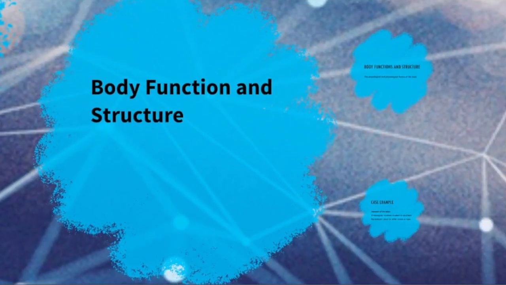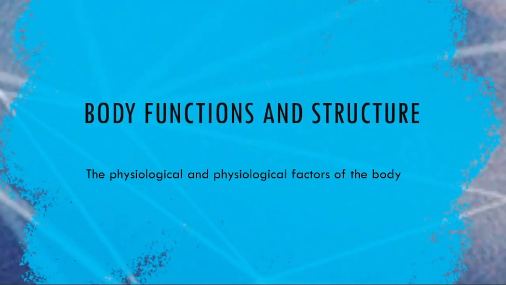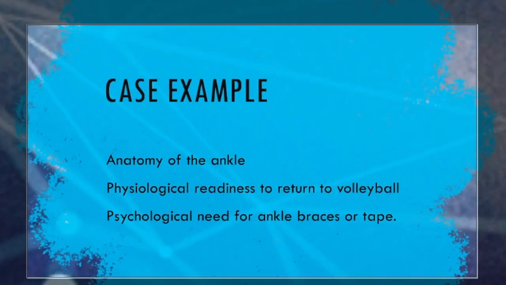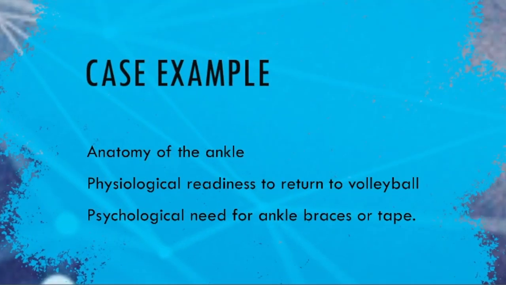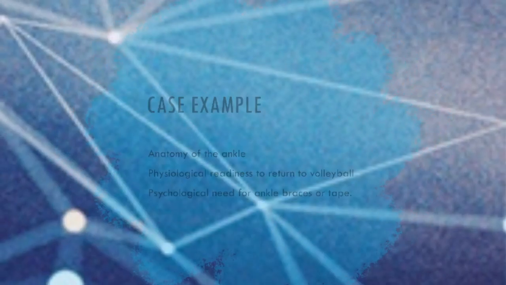The body function and structure is the next level. This is the psychological and physiological factors of the body. In the example, this would be the anatomy of the ankle, psychological readiness to return to volleyball, physiological readiness to return to volleyball, and the psychological need for ankle braces or tape.